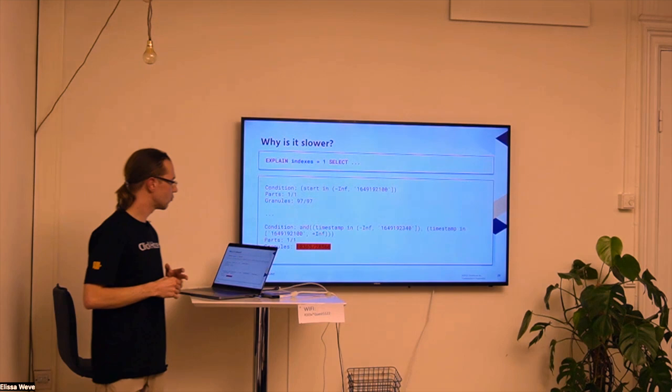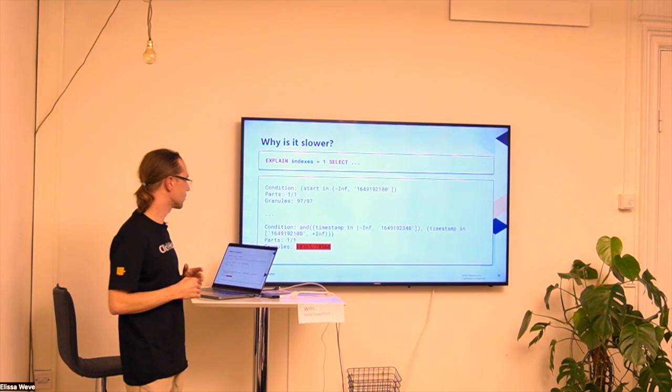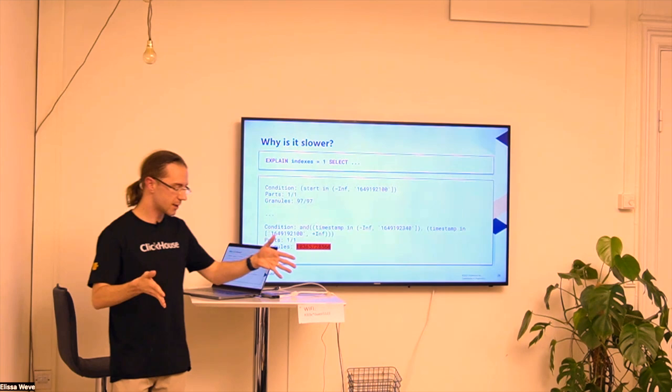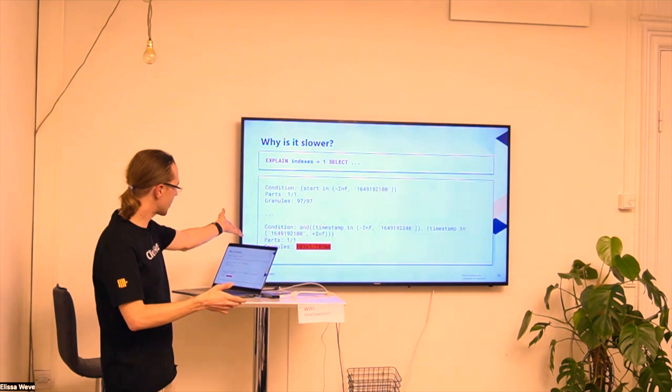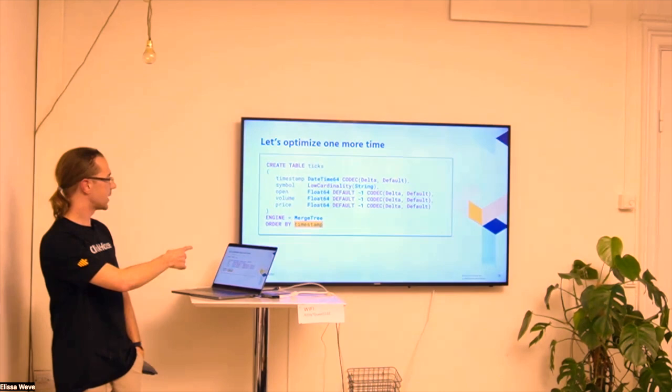And as we can see, the materialized view only has 97 granules because it's not a lot of data. So it read all of them, okay, sure. But then here is the problem. We restricted, we have an entire US trading day, 6.5 hours, and we only wanted to read like 3 minutes. But actually we read more than a third of it, right? So what happened? Well, what happened is the way we ordered. It was ordered by symbol and timestamp.